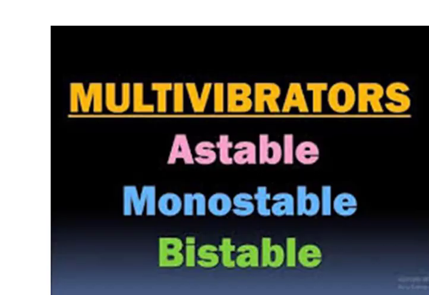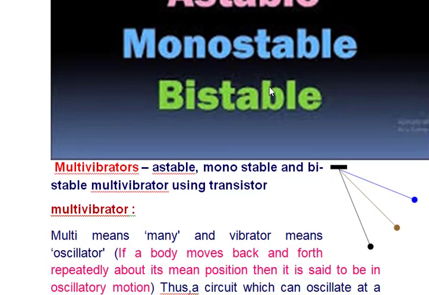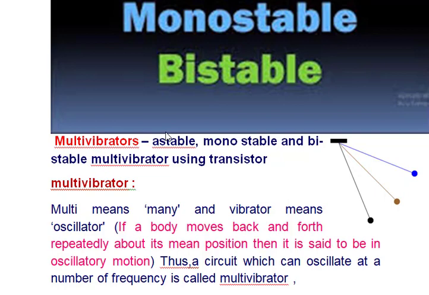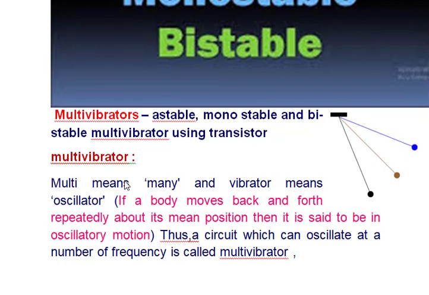Welcome back. Today we see the multivibrators: astable, monostable, and bistable multivibrators. What is a multivibrator? A multivibrator is an electronic circuit, where multi means many and vibrator means oscillator.